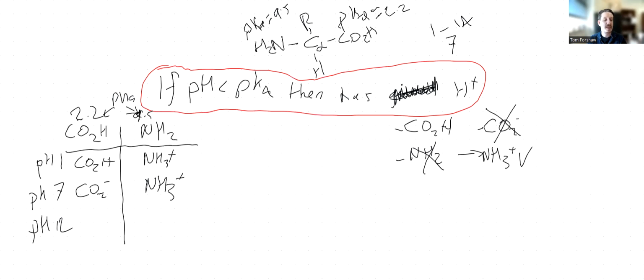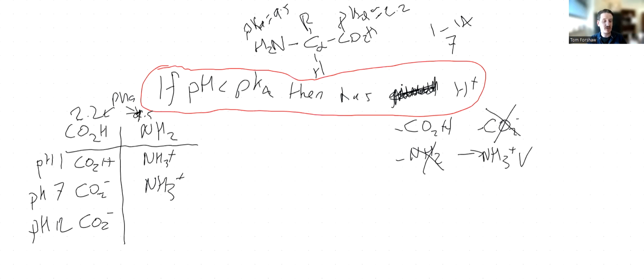Final one, pH 12, pKa 2.2. If pH is less than pKa, if 12 is less than 2.2, it is not. So thumbs down, it does not gain H plus. So it will be CO2 minus.